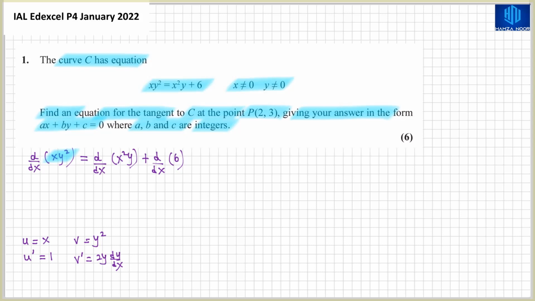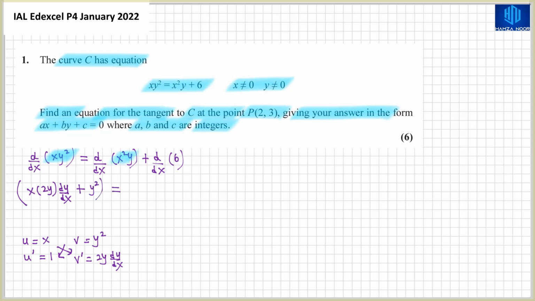So uv' + vu'. I'm going to write this expression over here. u times v' is x multiplied by 2y multiplied by dy/dx, plus v times u', this is y². And then we have the equals sign.